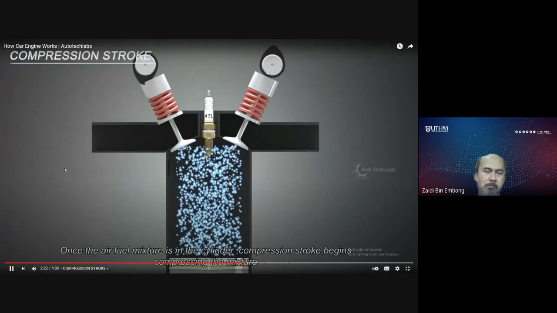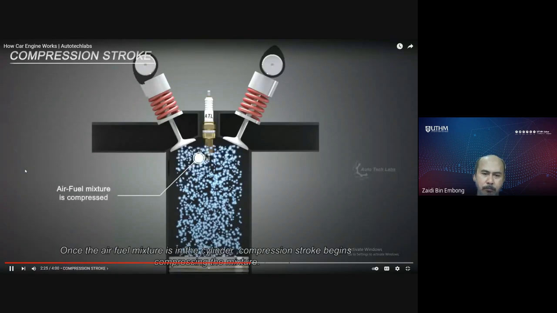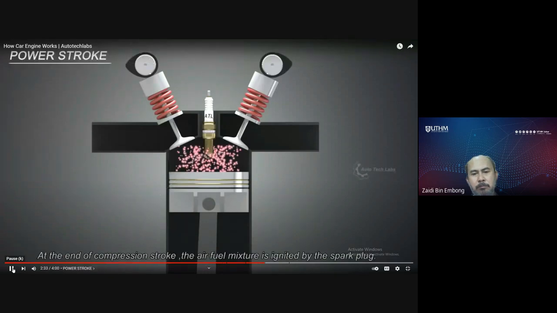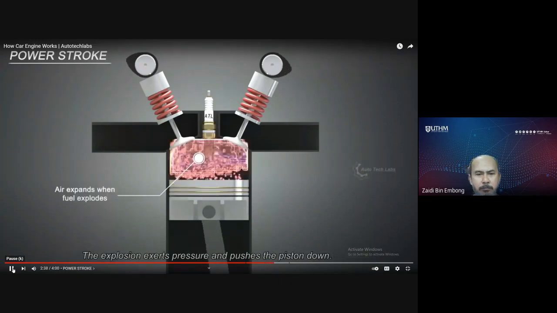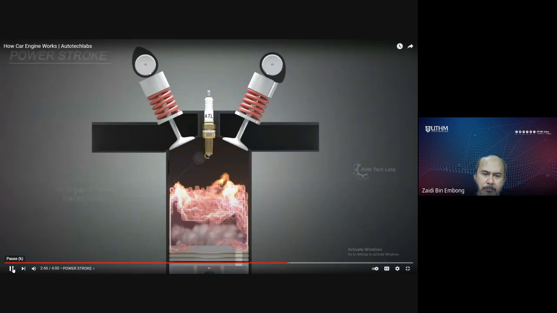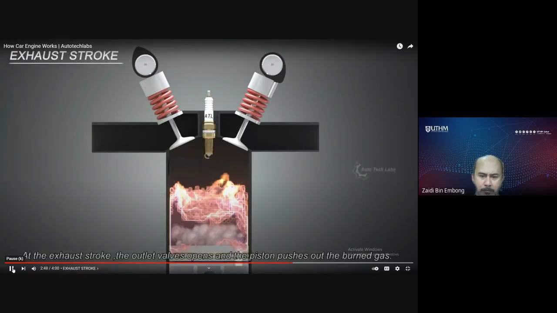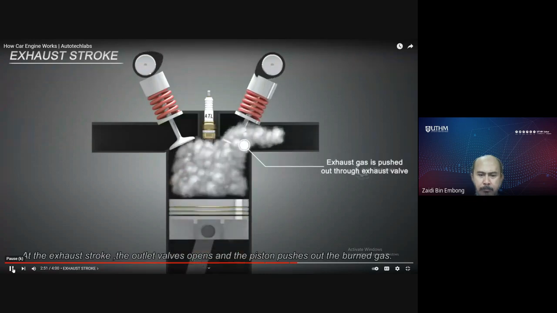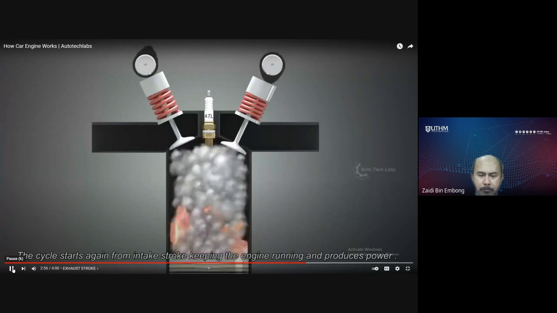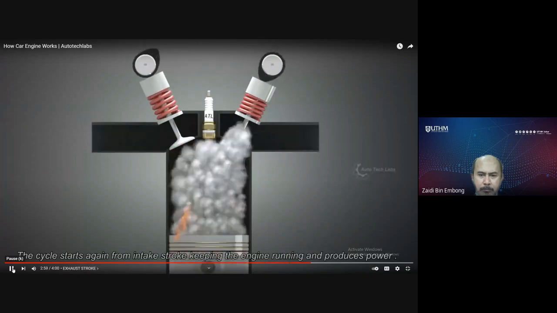Once the air-fuel mixture is in the cylinder, the compression stroke begins, compressing the mixture. At this time, both inlet and outlet valves stay closed. At the end of the compression stroke, the air-fuel mixture is ignited by the spark plug. The explosion exerts pressure and pushes the piston down. This is the power stroke, which produces power to the crank. At the exhaust stroke, the outlet valve opens and the piston pushes out the burned gas. The cycle starts again from the intake stroke, keeping the engine running and producing power.